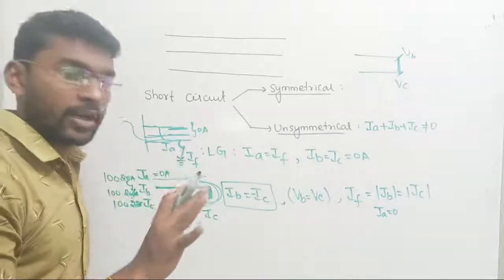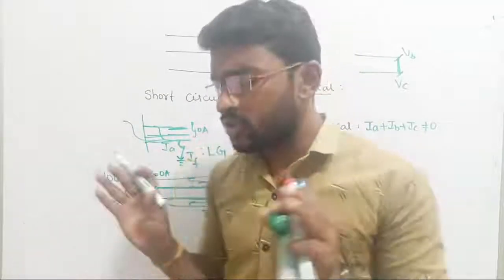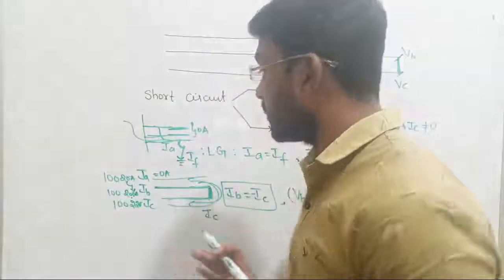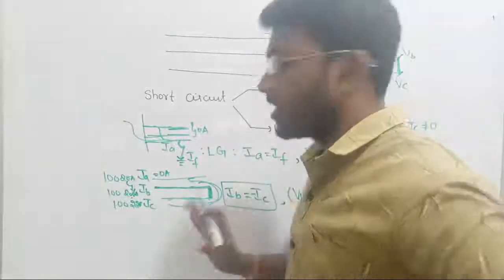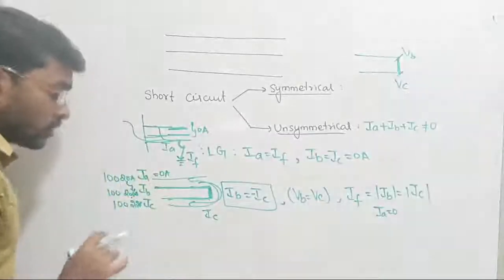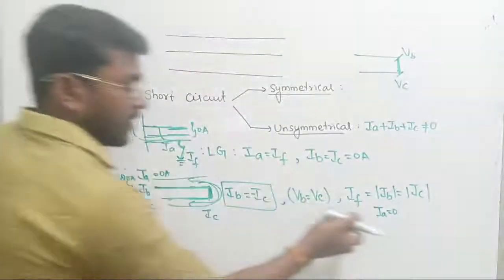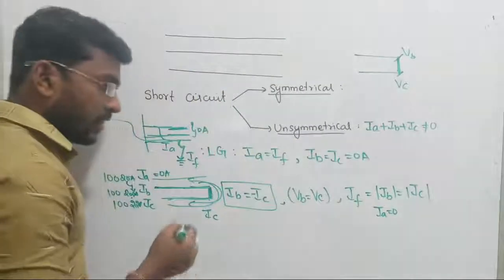Sir, will it happen exactly like that? No, in practice these things are not possible. Our way of understanding is that we are trying to estimate the worst case analysis. That's all, right? So you should try to understand. It's over. That is the only purpose, right? To do worst case analysis, I am making the phase A current as 0. Conclusion is over. Yes. So let us see.